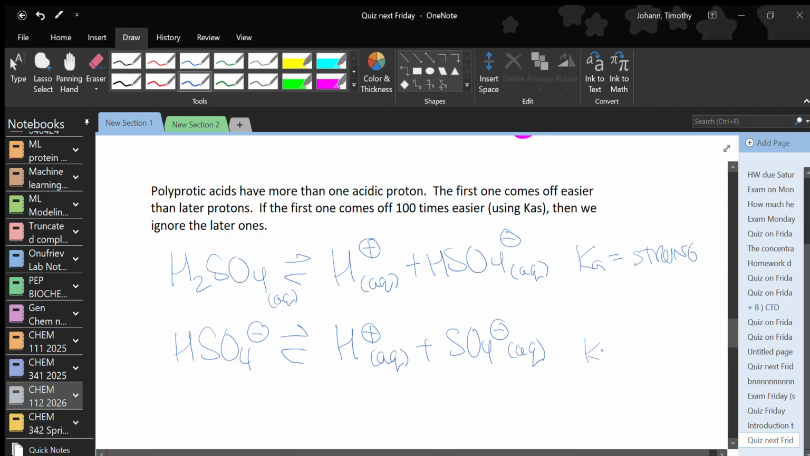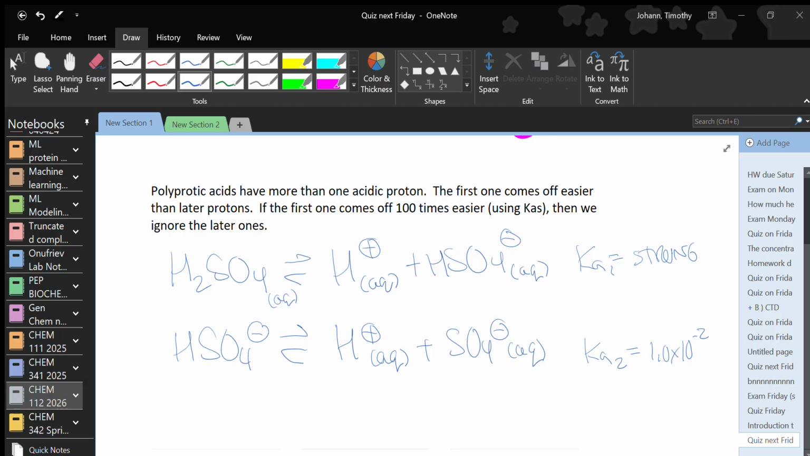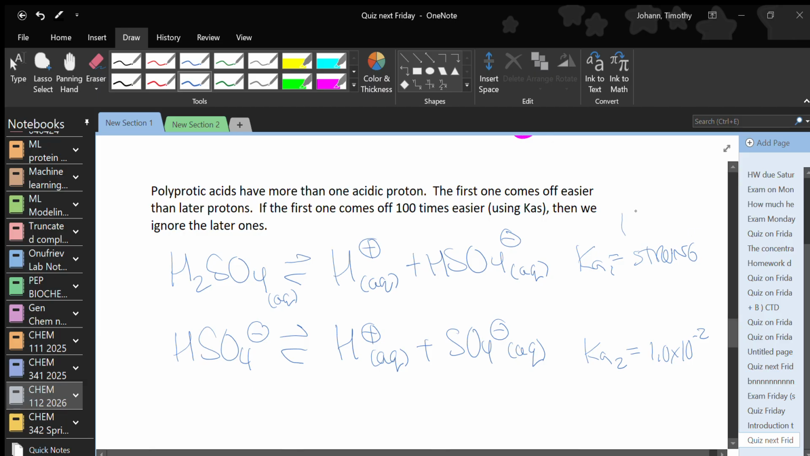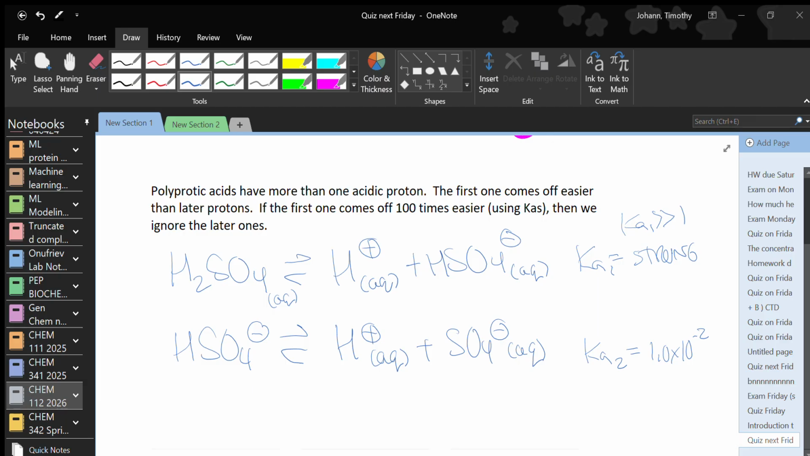So our Ka for the second one, this is our first one, this is our second one, that's going to be 1.0 times 10 to the negative second. If this is 1 or greater, so strong. So Ka1 we could say is greater than 1. And it's actually much, much greater than 1. If it was 1, you could put this in your calculator, this is 100 times smaller. So it fits our rule, right?